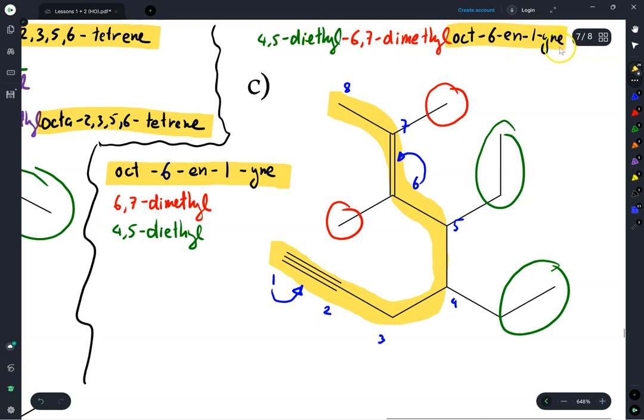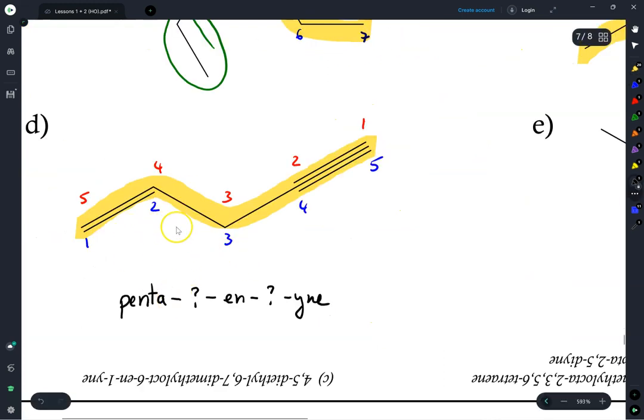Now, this example D is pretty straightforward in the sense that there are no branches. There are 5 carbons located here, 1, 2, 3, 4, 5, hence the pent prefix. And then we have 1 double bond, so ene, and 1 triple bond, yne.